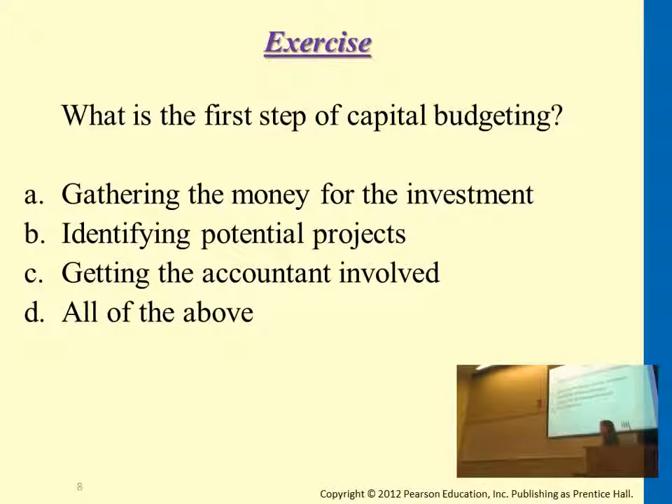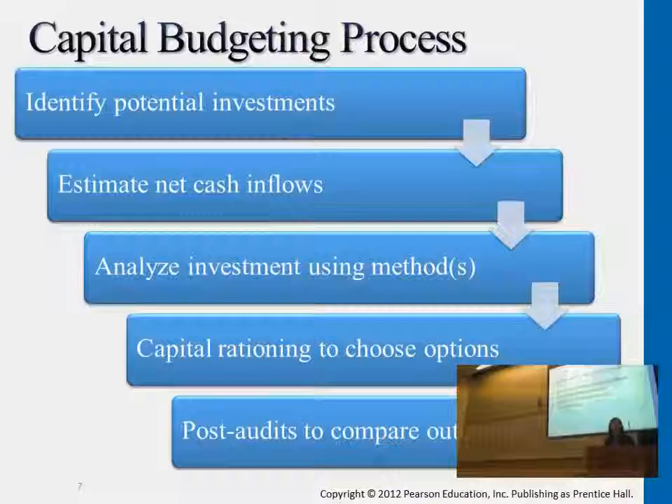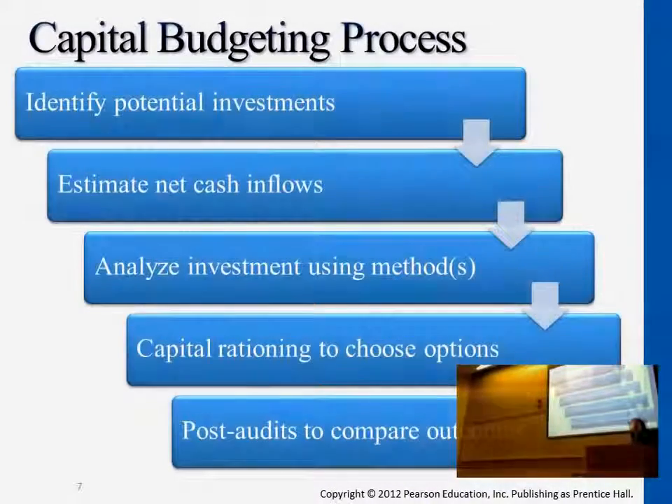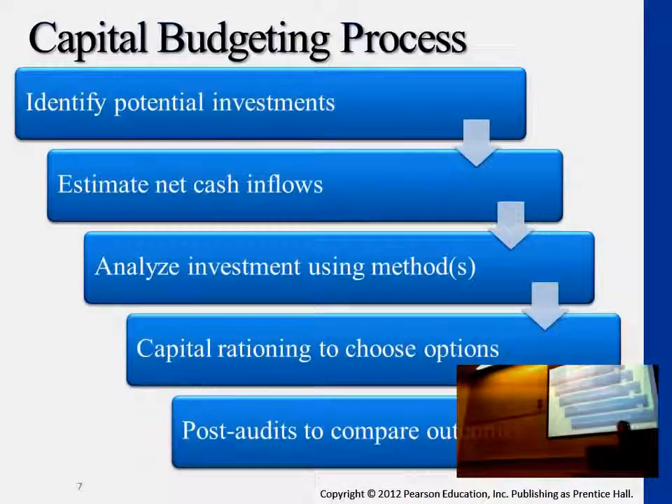All right, just to refresh your memory a little bit, what is the first step for what we're doing in this chapter? Identifying the potential projects. And then what's the second? The second is estimating net cash inflows. So it's none of the options, right?